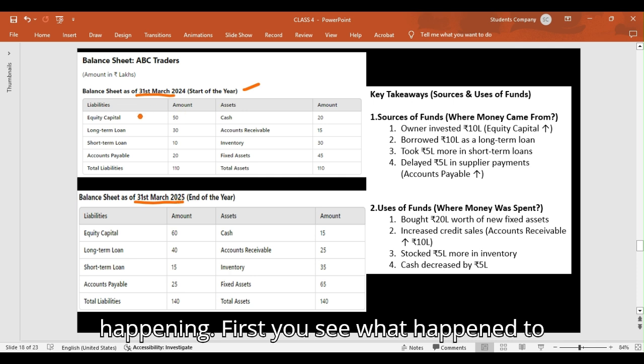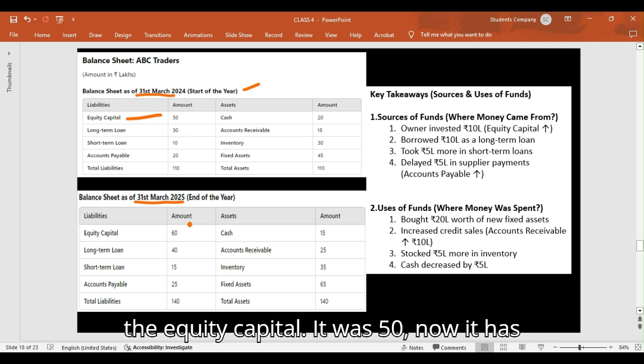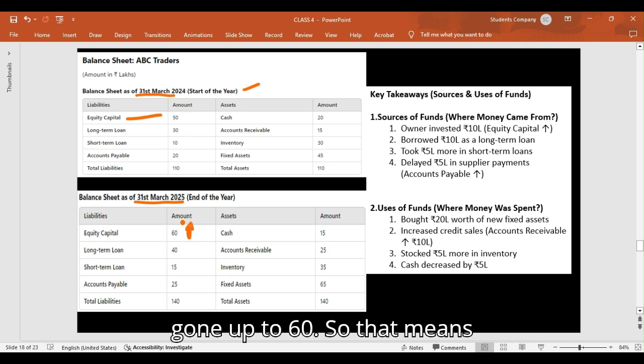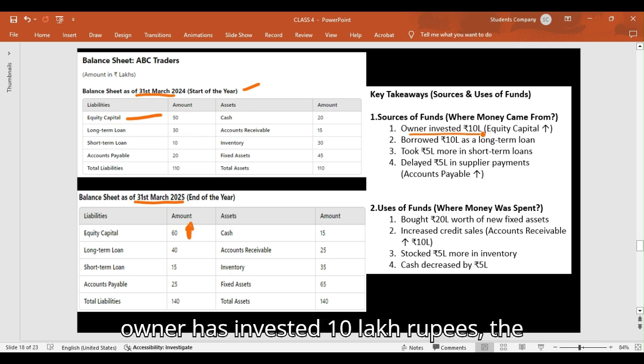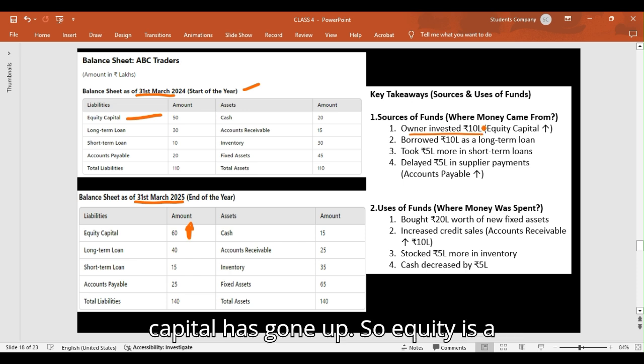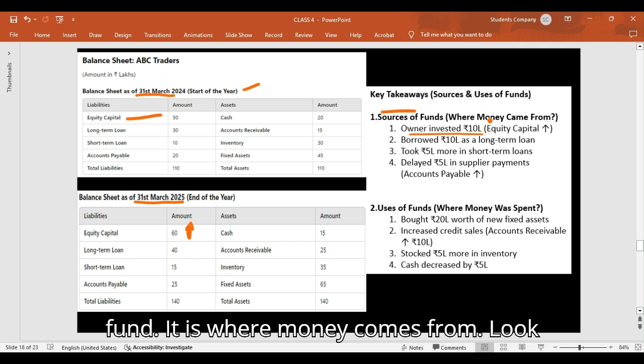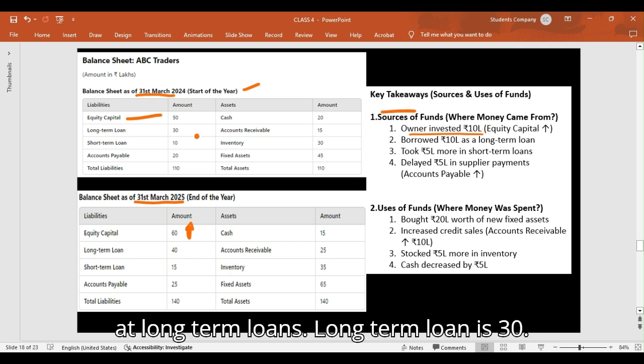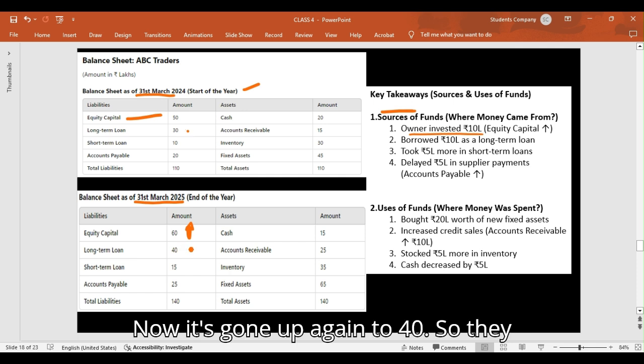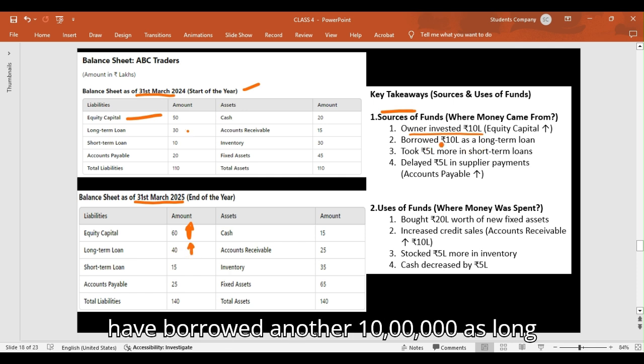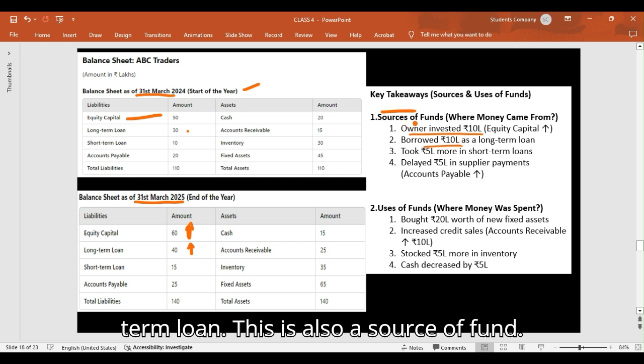First, you see what happened to the equity capital. It was 50, now it has gone up to 60. So that means the owner has invested 10 lakh rupees, the capital has gone up. So equity is a liability. Liability in the form of equity has increased. Whenever liabilities increase, it is a source of fund. It is where money comes from. Look at long-term loans. Long-term loan is 30. Now it's gone up again to 40. So they have borrowed another 10 lakh as long-term loan. This is also a source of fund.